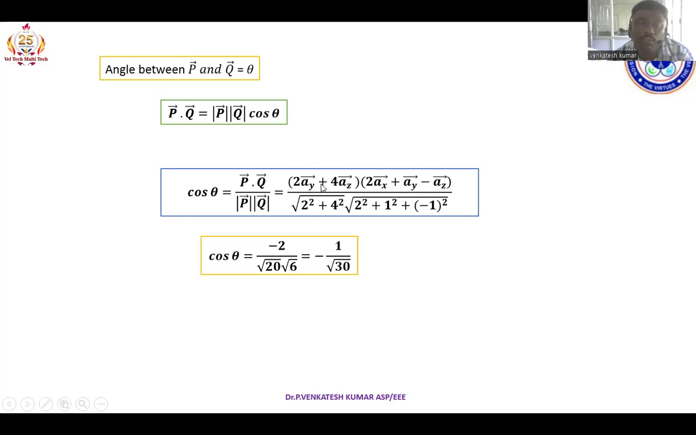So with respect to x, y and z we multiply, and the answer is minus 2. Down below we have 2 square plus 4 square, so 20, and here 6. The 2 will cancel, so we get the square root of 30. The angle theta is equal to cos inverse of this, which is 100.15 degrees.